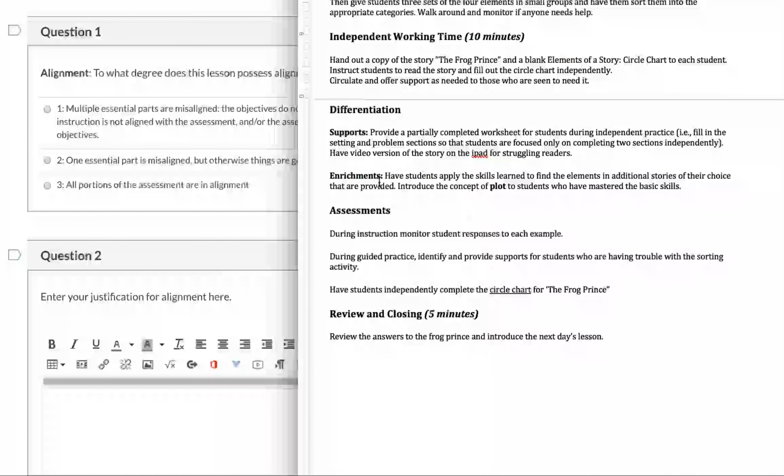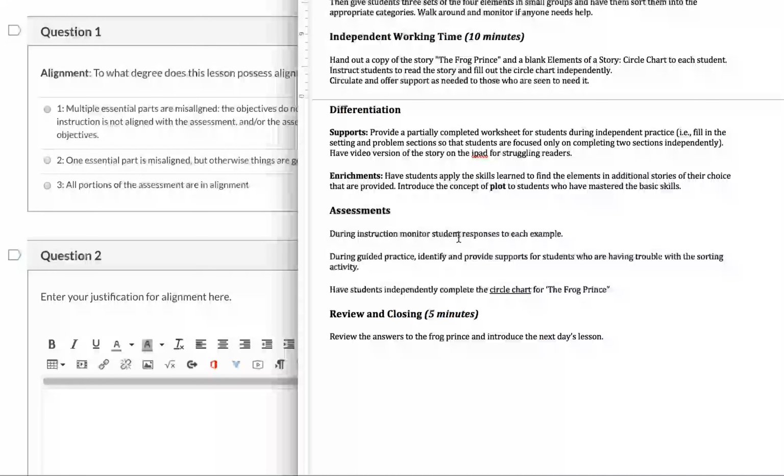We have supports and enrichments, right? Supports provide a partially completed worksheet for students during independent practice. So you might fill out some of them so they can get an idea and they can just focus on other parts. Enrichments, they can apply the skills to find elements and additional stories of their choice that are provided if they go through really fast. Also can introduce the concept of plot to extend one more element of a story. So good supports, good enrichments.